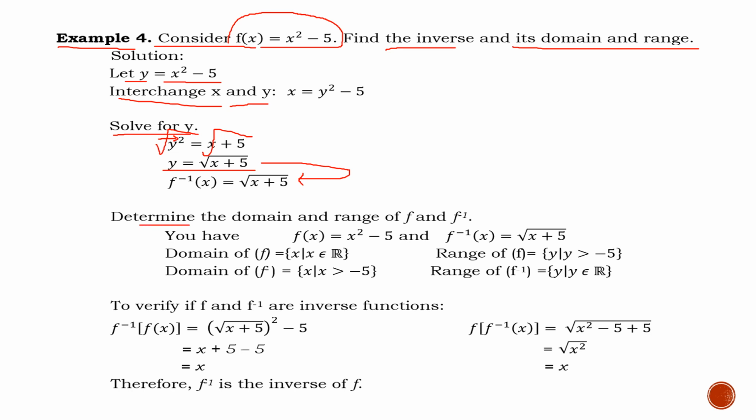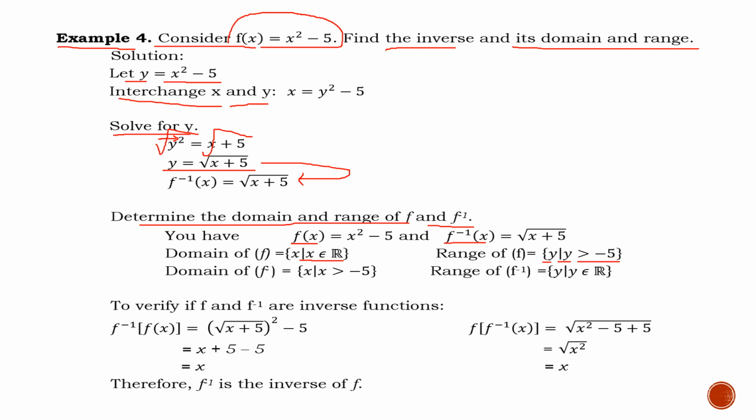Now, we're asked to determine the domain and range of f and your inverse function f raised to negative 1. So we have here your f of x and your inverse function of this f of x. Now, the domain of this given function, such that your x is an element of all real numbers. So it can be negative, 0, and positive numbers. While in your range, your y is such that y is greater than negative 5. So it should be greater than negative 5.